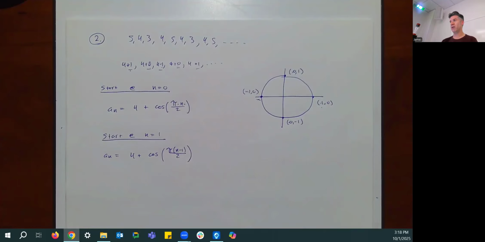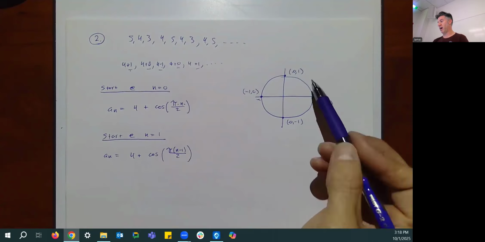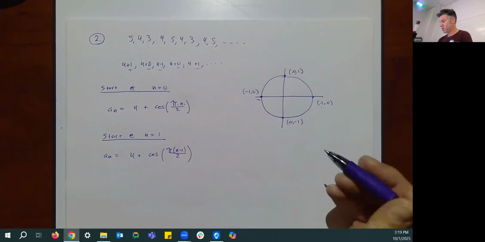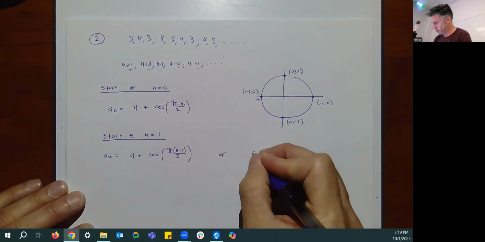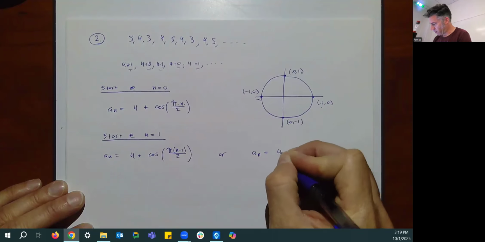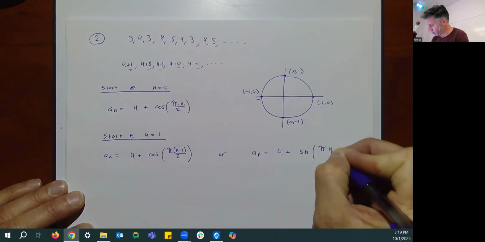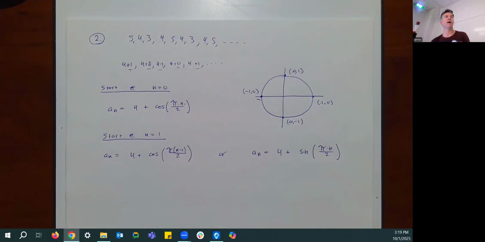If you have to start at n equals 1, use the sine values. If you start at n equals 1, sine of pi over 2 is 1, and then 0, and then negative 1, and then 0. So you could also write this as a sub n is 4 plus sine of pi times n over 2. And that would also work just fine. But if you see this kind of pattern where you're going down, up, down, up, down, it often means someone has used a cosine or a sine like this.